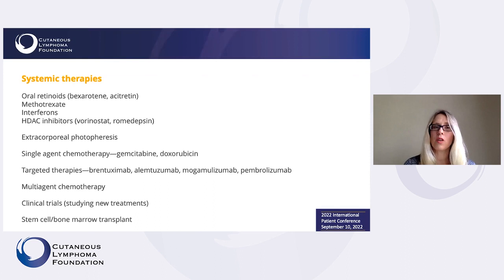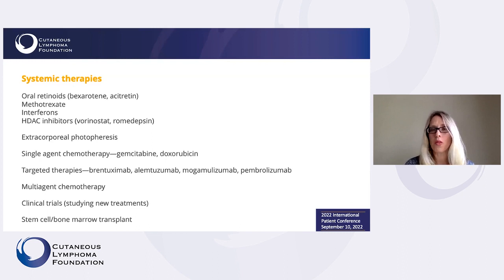Then there is a treatment called extracorporeal photopheresis. This is used most commonly for people with T-cell lymphomas with some blood involvement. And this is a blood treatment where your blood is removed, a chemical is added to it, and it undergoes treatment with ultraviolet light and then is given back to you.